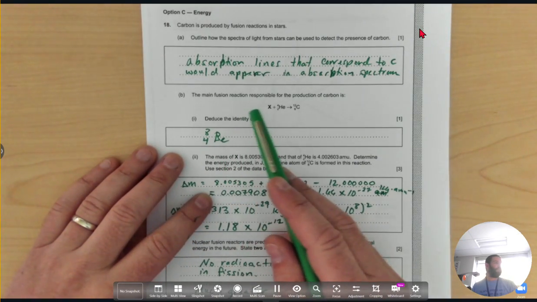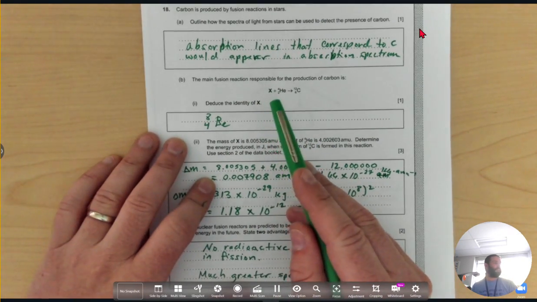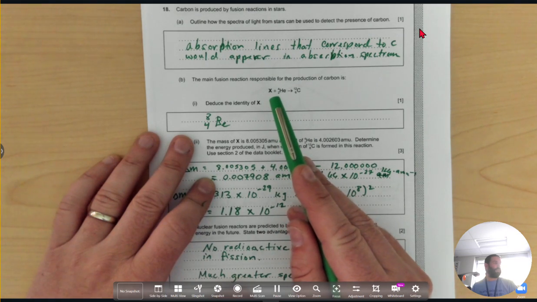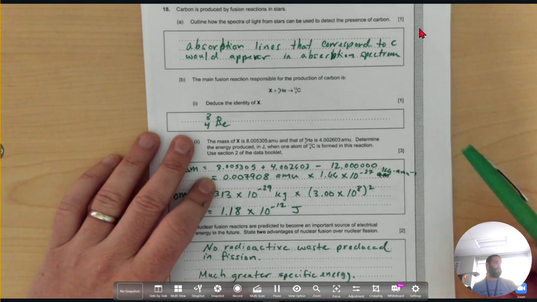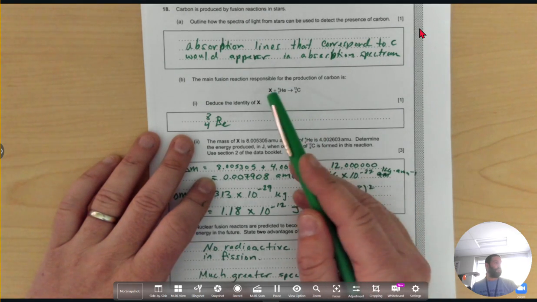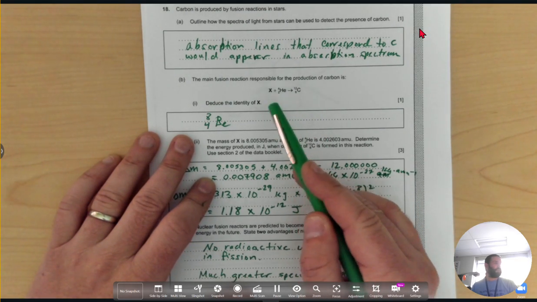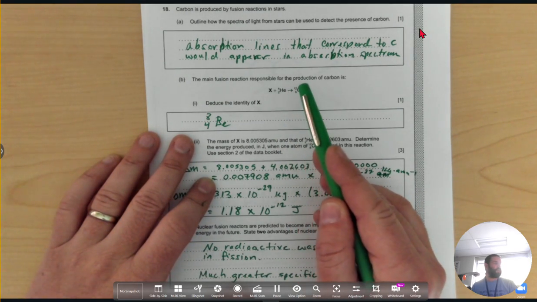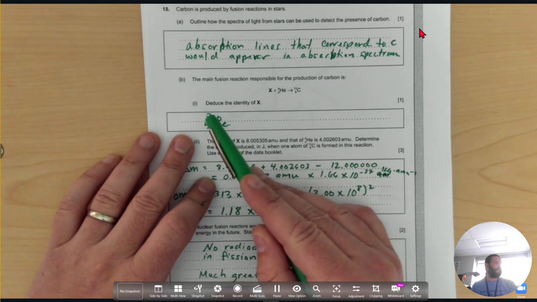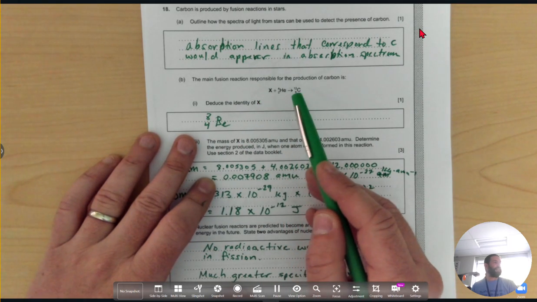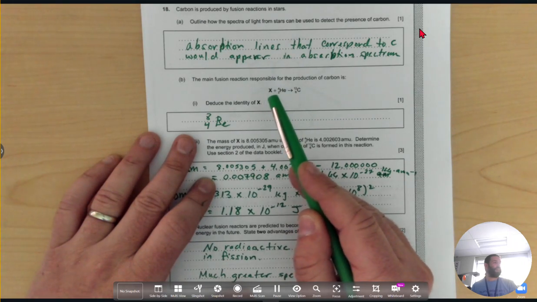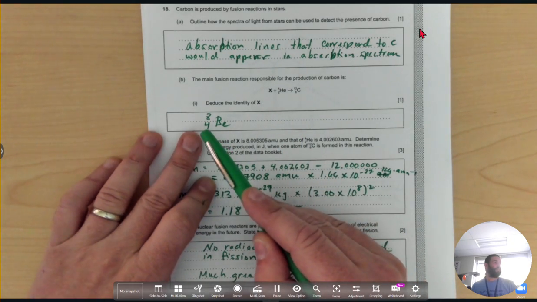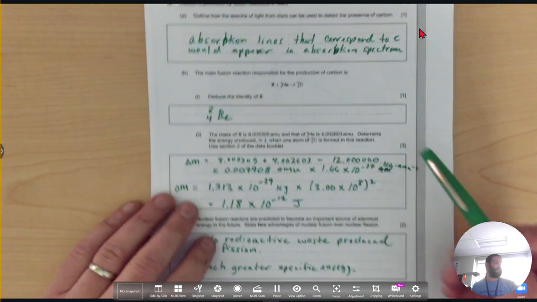Right, so the main fusion reaction responsible for this is some element X being reacted with helium to make carbon-12. So remember, the mass and the atomic number on both sides for all particles will be equal. So we've got a total mass of 12, which tells us the mass number of X is 8. Carbon has an atomic number of 6. These two have to combine to 6. Since helium is 2, X must be atomic number 4, and that is beryllium.